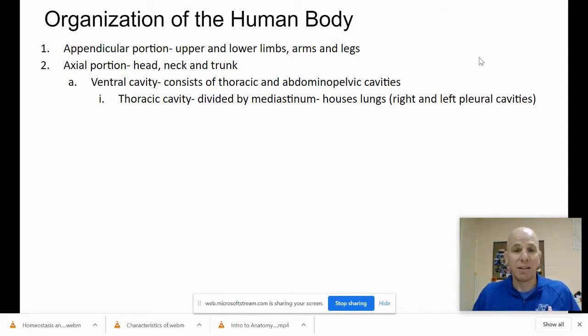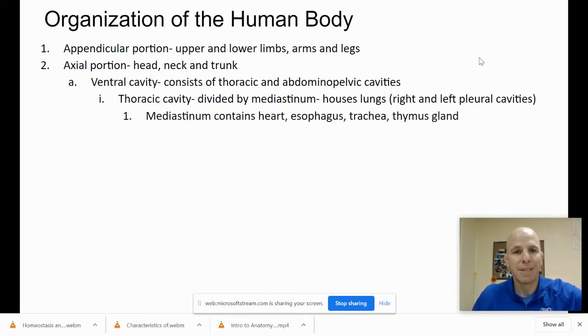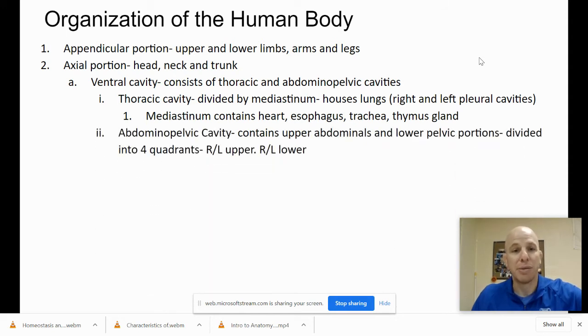Now, I can divide the thoracic cavity into three different parts. I have a right and a left pleural cavity. The pleural cavities are where you have your lungs. And then I have something called a mediastinum right in the middle of the chest. That's where the heart, trachea, and esophagus travel, and the thymus gland, excuse me.